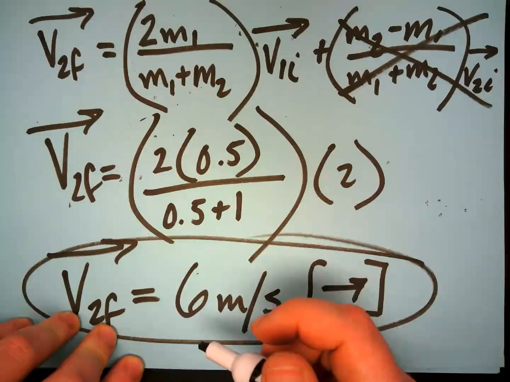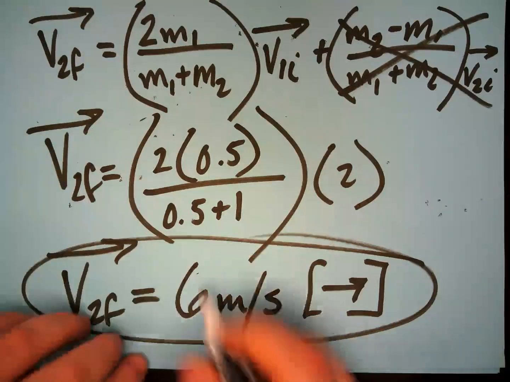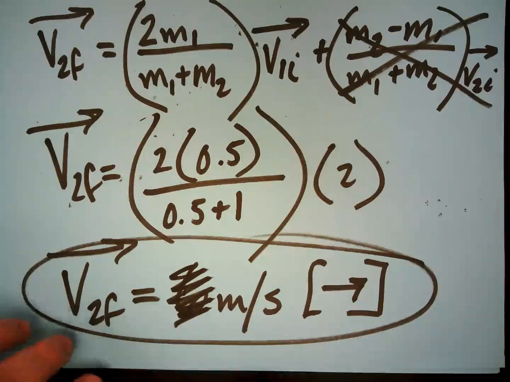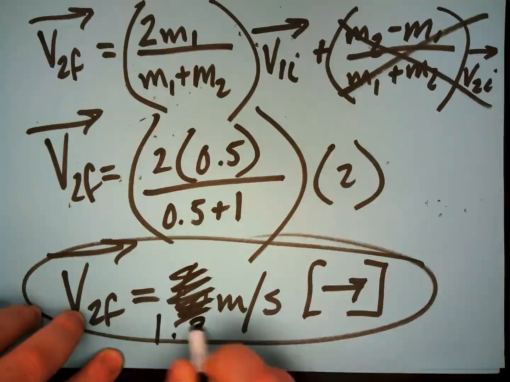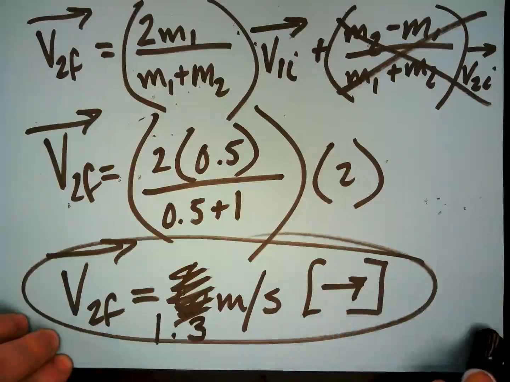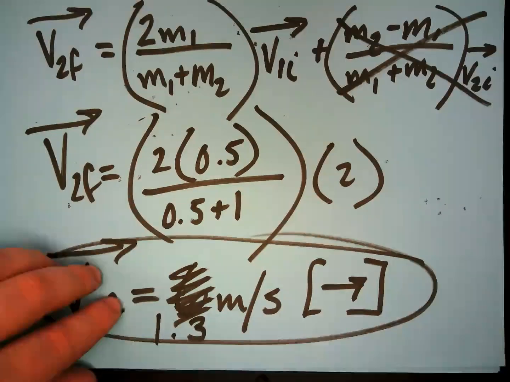Wait a minute. Hold up. Oh yeah, times 2. That's it. Sorry. That's not 6. My bad, because I was going to say, wait a minute, that shouldn't be right. It's 1.3 meters per second in that direction. My bad. So it's going to be moving at 1.3 meters per second in the same direction as cart 1 was before the collision. Okay.